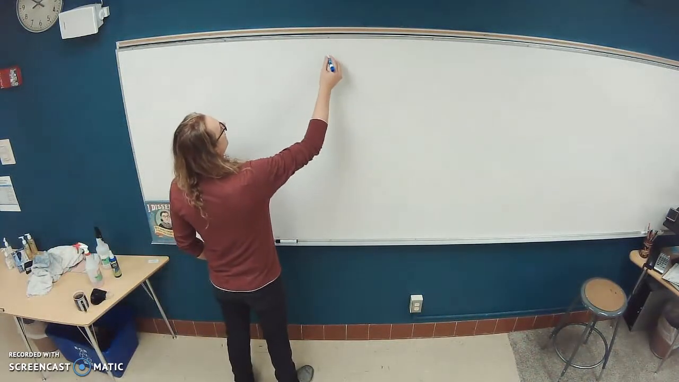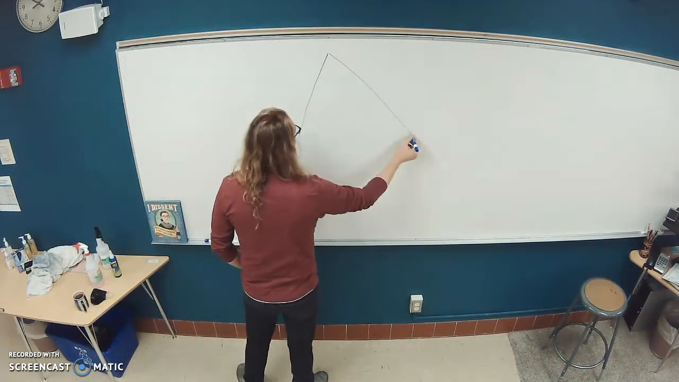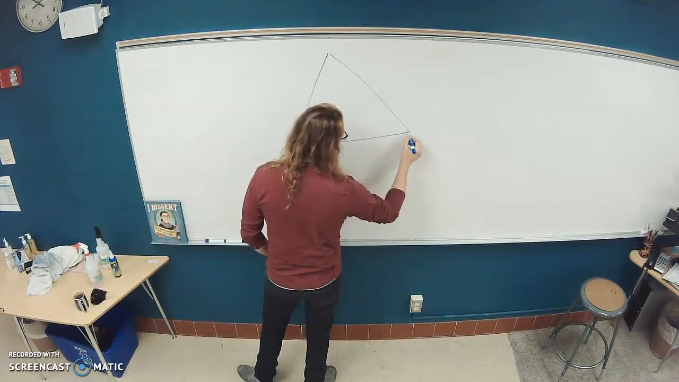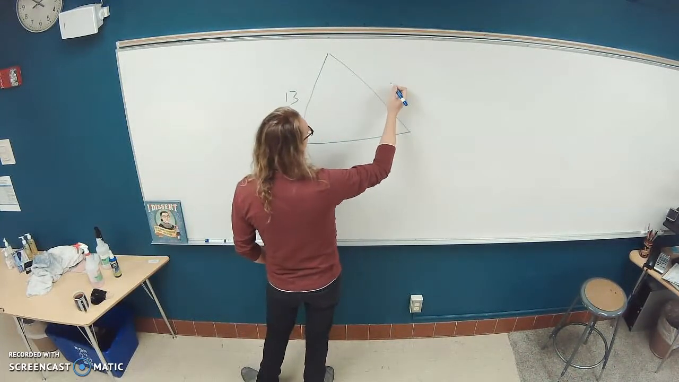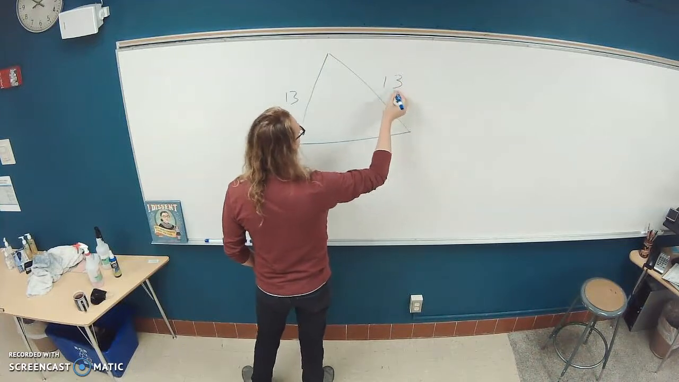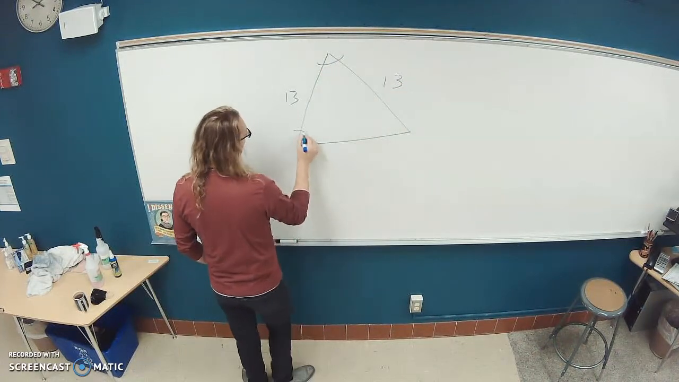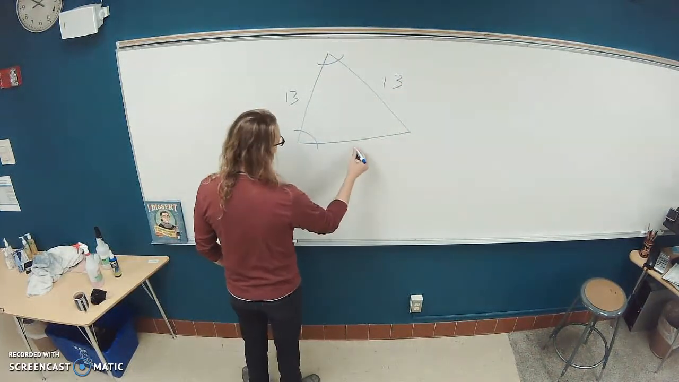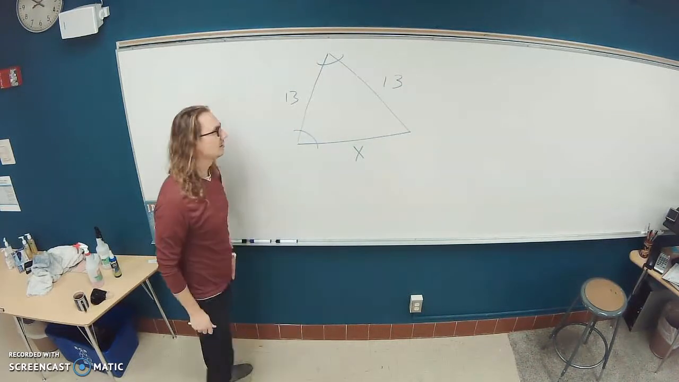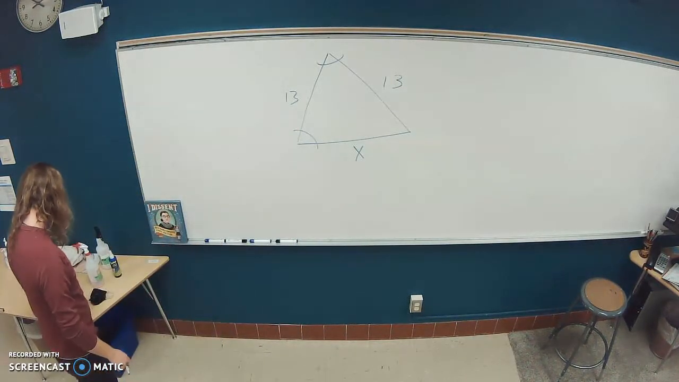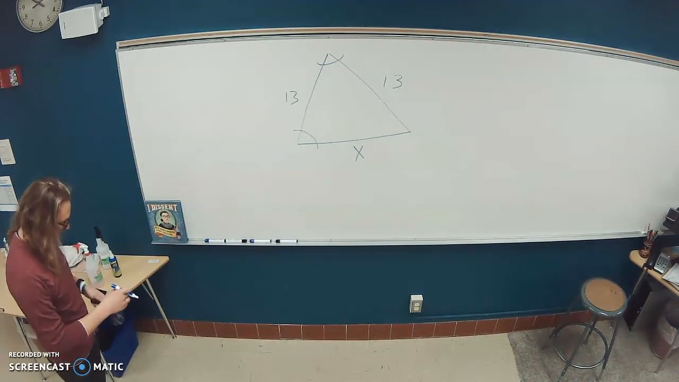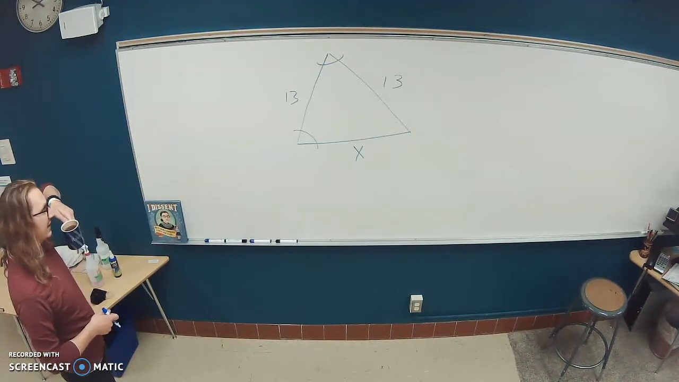So I give you a triangle, and I say this is a side measurement of 13, and this is a side measurement of 13, and these two angles are congruent. Is it possible to find x? I'm not asking you to find it yet. I'm just asking, is it possible to find x?